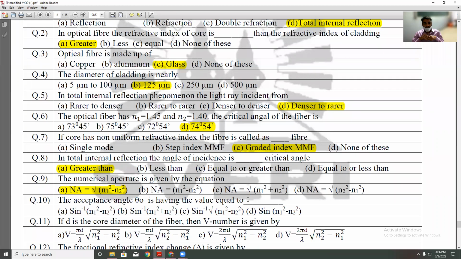Why not option A? Square root, then we also have to take the square root of this, sir. Yes, there is no square root here. In A there is no square root. Why not option B? There is a plus, sir. Plus and plus. So C is the correct option for the acceptance angle. Yes, sir.